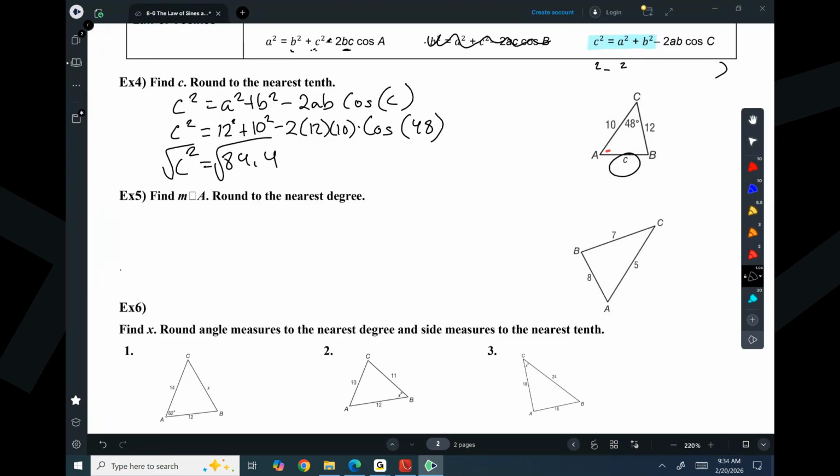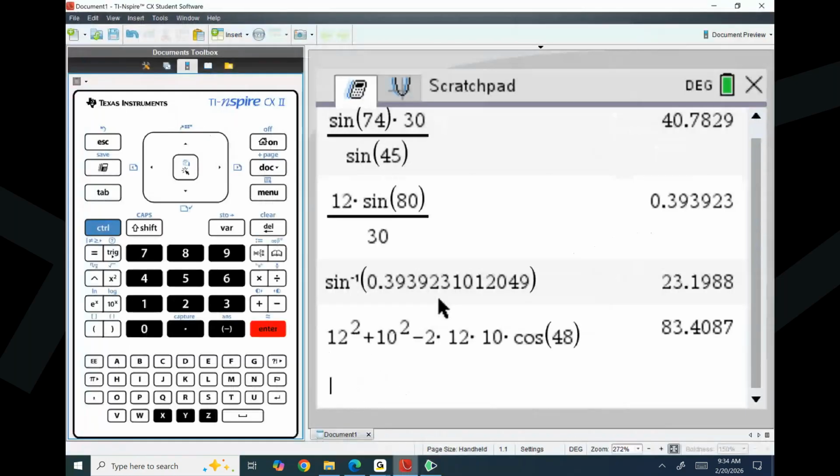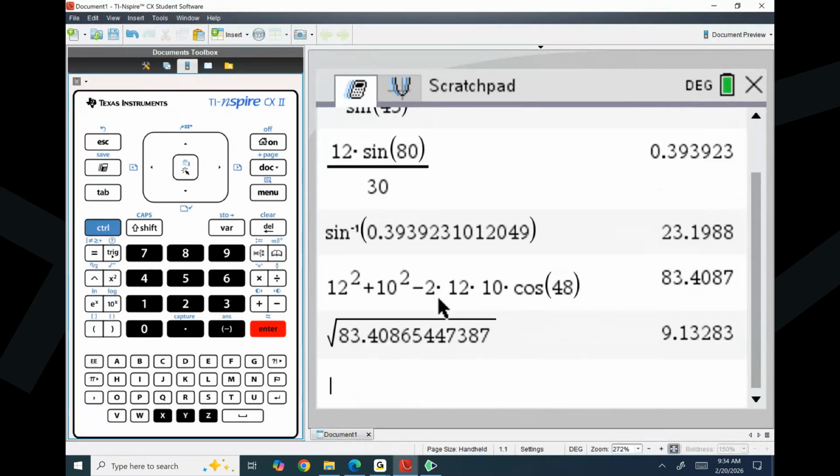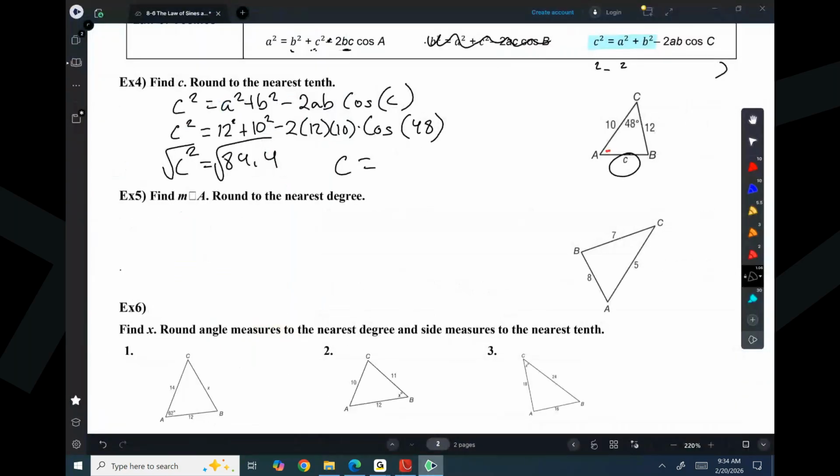So how are we going to solve for C? Square root, right? So we get C equals the square root of that, so the square root of the answer. So about 9 point, what did you get? What did this one round to? 9.1-ish? See how it works? All right, let's try it again.